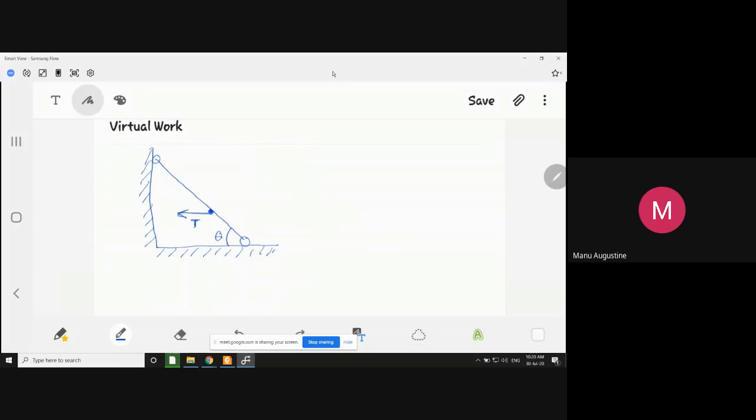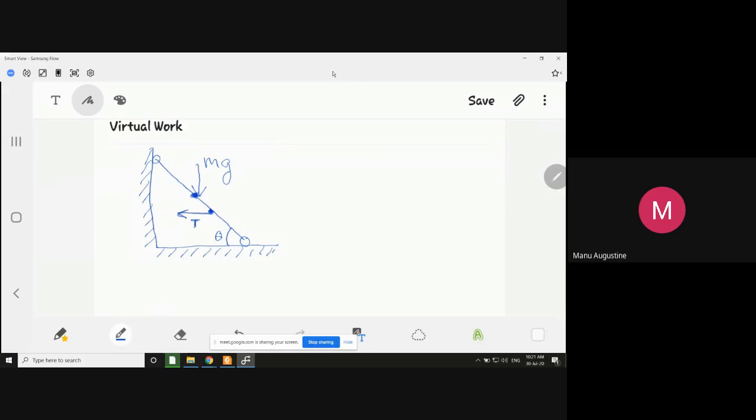So what I'll do is I'll take the center of the rod. This point is the center of the rod, and I will draw another force which is equal to mg. Mg is acting downwards. Now, these are the only two active forces in the problem. Why are these two active forces?